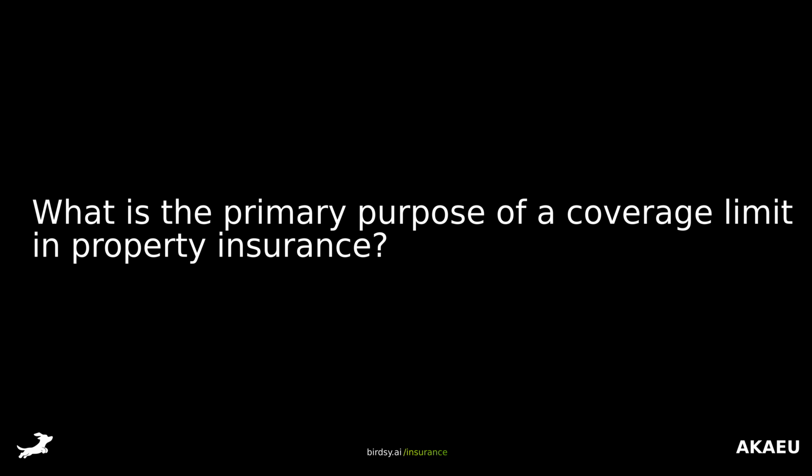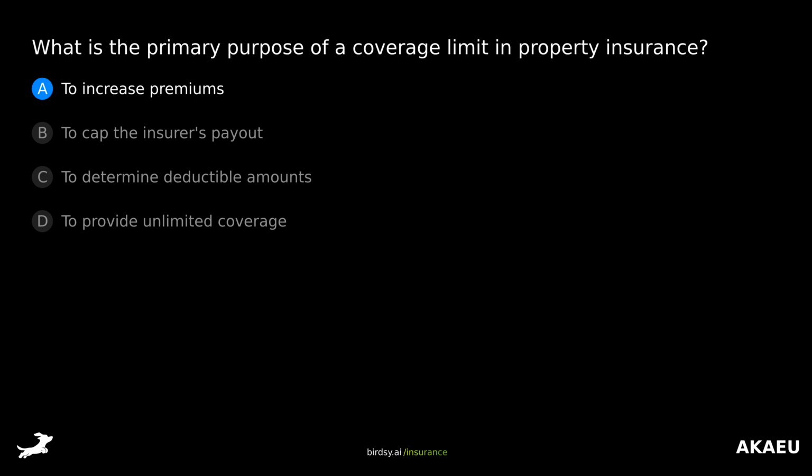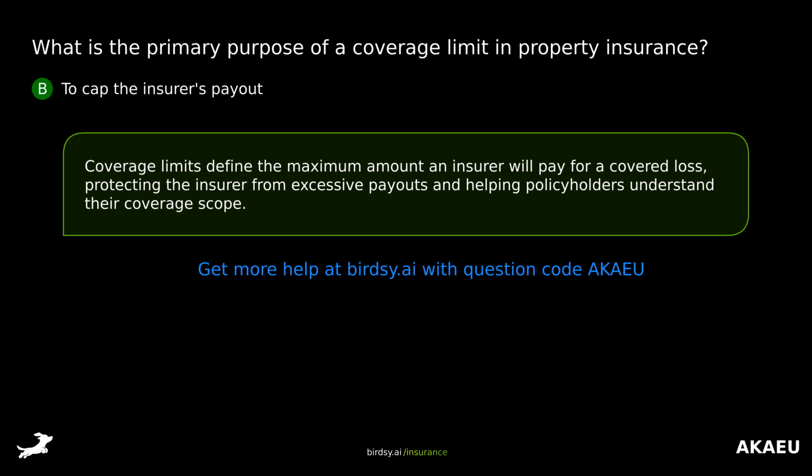What is the primary purpose of a coverage limit in property insurance? Is it A, to increase premiums, B, to cap the insurer's payout, C, to determine deductible amounts, or D, to provide unlimited coverage? The answer is B, to cap the insurer's payout. Coverage limits define the maximum amount an insurer will pay for a covered loss, protecting the insurer from excessive payouts and helping policyholders understand their coverage scope.